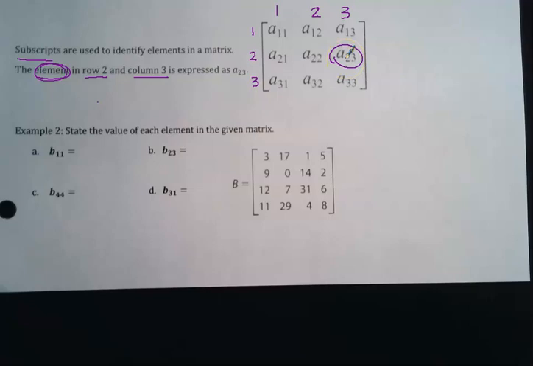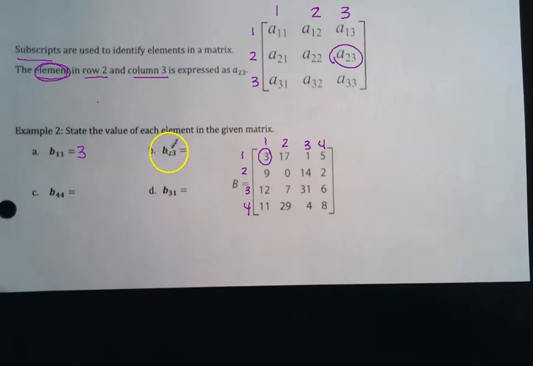So let's apply that in example 2. It says state the value of each element in the given matrix. So notice this is matrix B, and we want to know what is element B, 1, 1. So again, this is row 1, 2, 3, 4, and column 1, 2, 3, 4. So we have a square matrix here, and we want element 1, 1. So row 1, column 1. That's this number right here, 3. It's kind of like a multiplication chart.